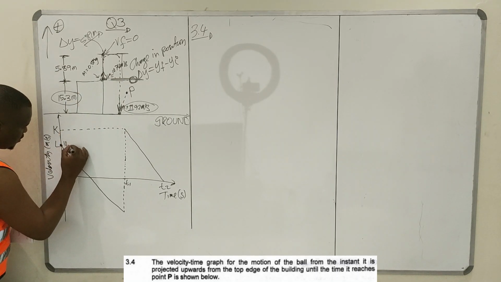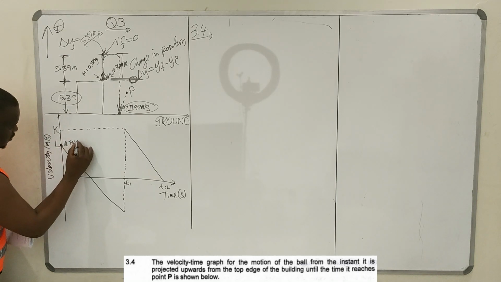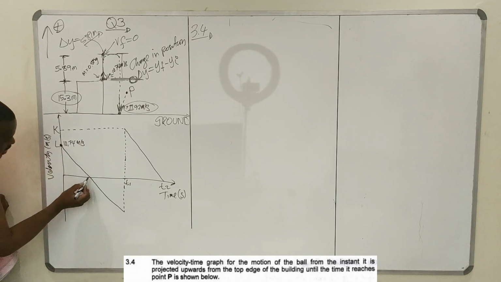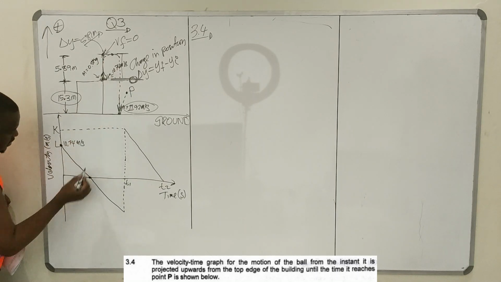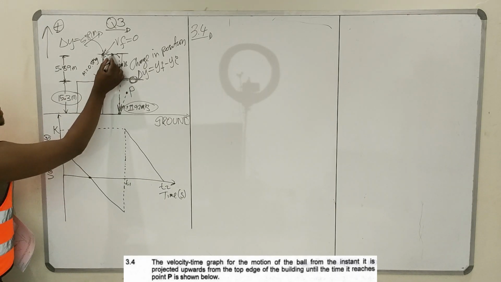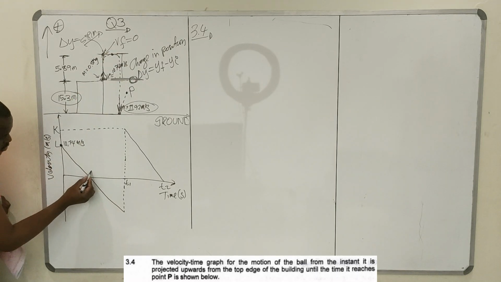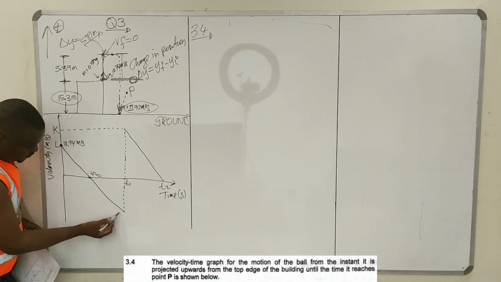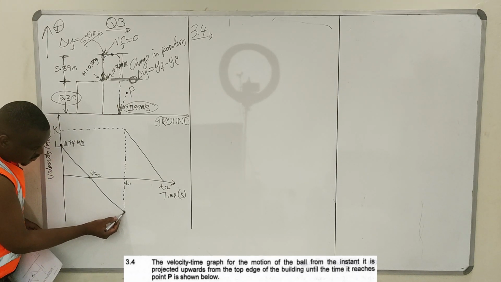This is 10.74 meters per second, right? This is the initial velocity, and then this is when it reached the maximum height here. You can see the velocity is 0, and I said at the top height this is where the velocity is 0. Vf here is equal to 0, so this is the maximum height.